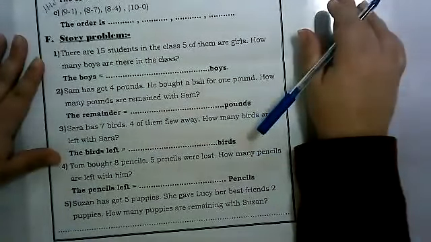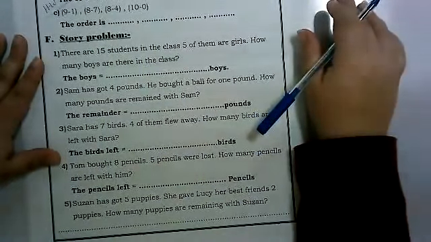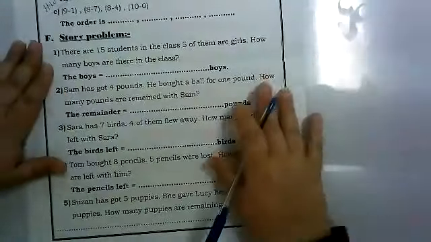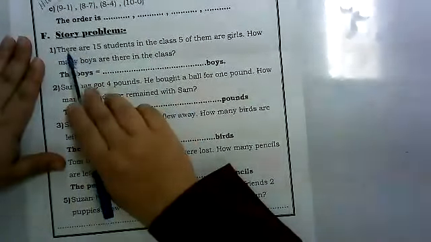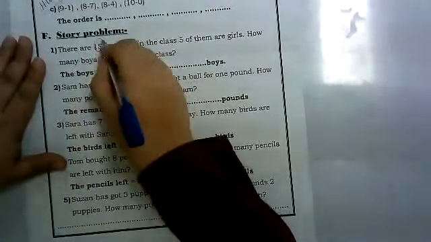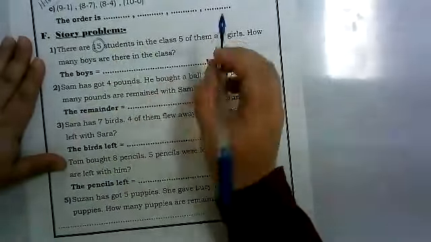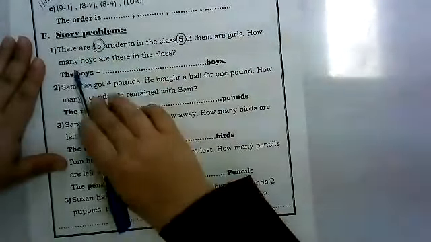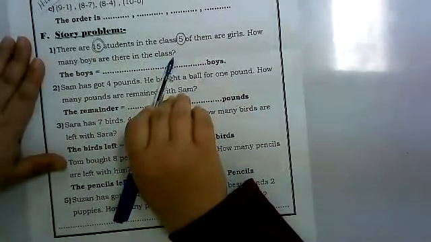There are some words that indicate that it's subtraction. We are going to pick them up and catch them in circles. Okay, let's read together. There are 15 students, catch 15 in a circle, in the class. 5 of them are girls. How many boys are there in the class?